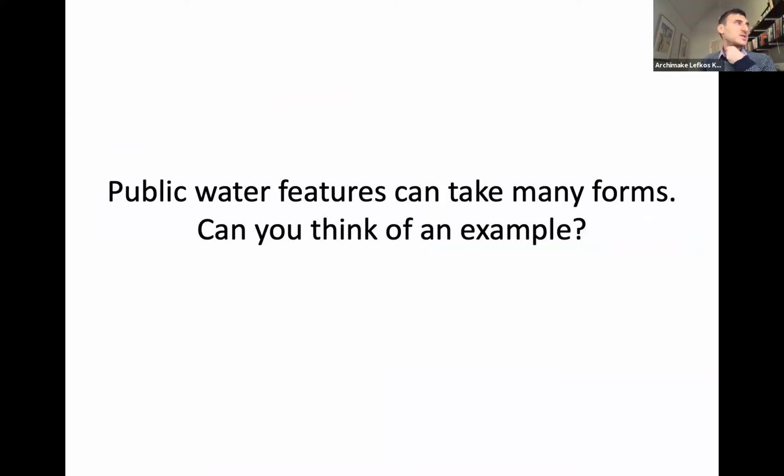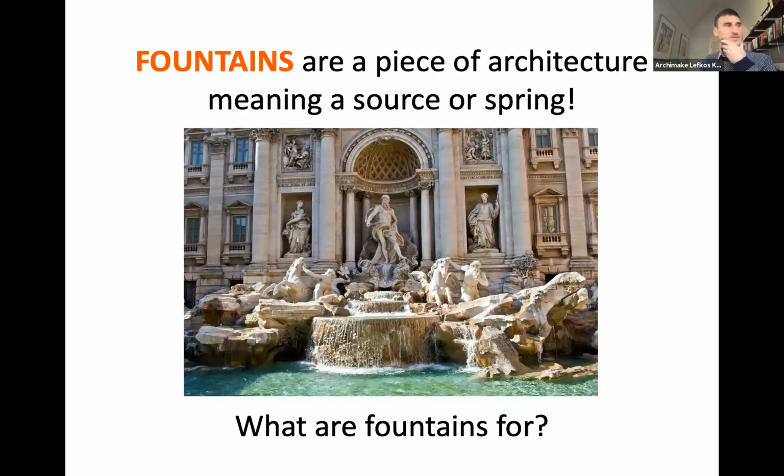And start with a question. Water features can take many forms. Can you think of any examples? I suspect that they will come up with a few, but obviously the most obvious one is fountains. And I've got a photo here of the Trevi Fountain in Rome, which is a kind of iconic fountain. And making the point that a fountain is a piece of architecture and its name comes from the Latin meaning a source or a spring.